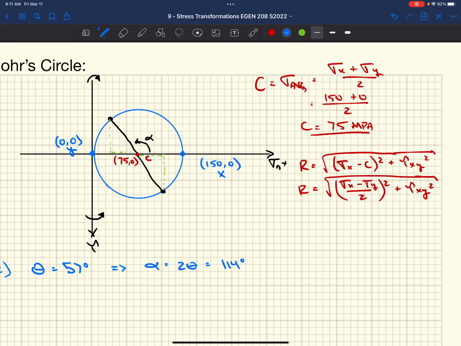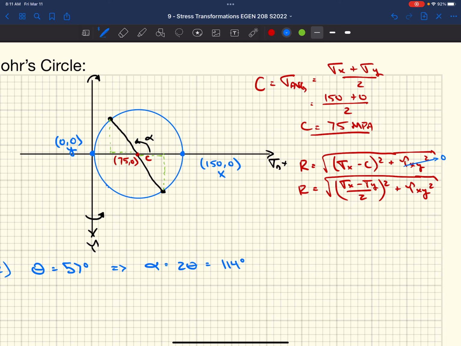So what are we trying to find? Well, we're trying to find essentially the components of that triangle, so that we can find the hypotenuse. Tau xy is going to be 0 in our case, so I'm finding the radius based on our initial known points, the x and y faces. In this case, the coordinates of these are 150, 0, and 0, 0.